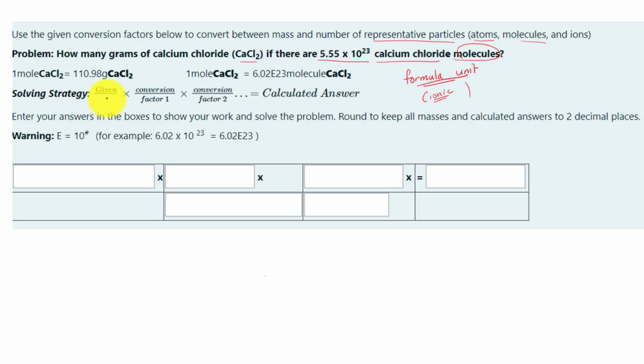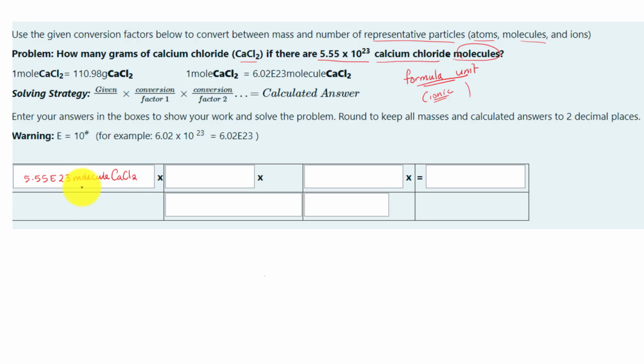So all we do is start with our given. Again, 5.5, and we don't write times 10 to the 23rd. We use e to the 23rd. And then what do we have? Molecules. There is no shortcut for molecules, okay? Of CaCl2. It's an L, not an I.